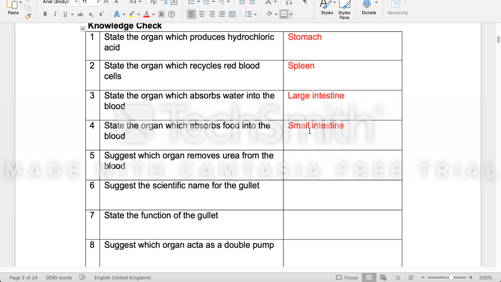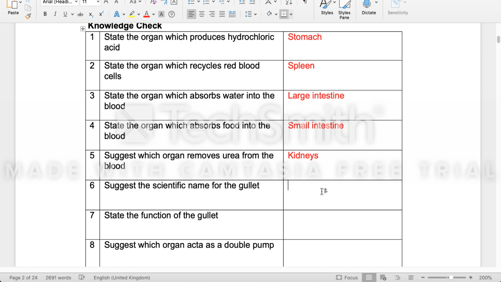Perfect. Number 5, suggest which organ removes urea from the blood. Now, urea kind of sounds like urine, right? And the organ that's mostly responsible for producing urine is your kidneys. They're the ones that filter your blood and remove the urea, which produces urine.